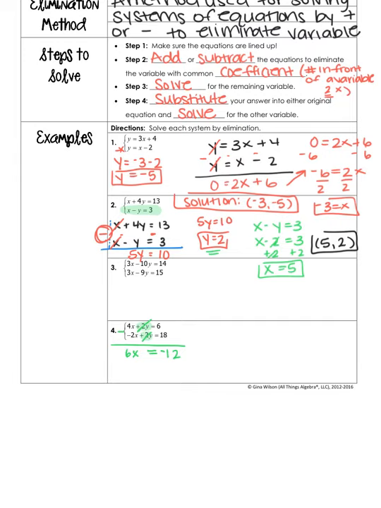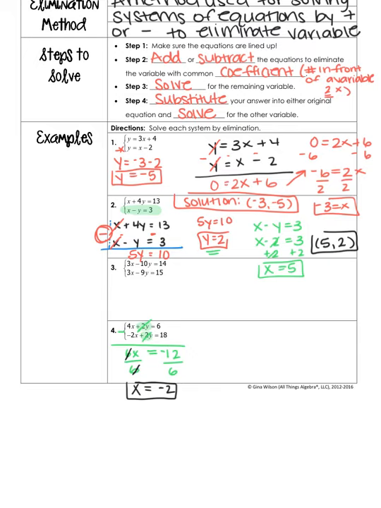So again, the whole goal is to eliminate one of the variables so that you're just left with one, and that way you can solve for it. So now I'd have to divide by 6 on both sides. When I do that, I get x equals negative 2. And that would be your solution.